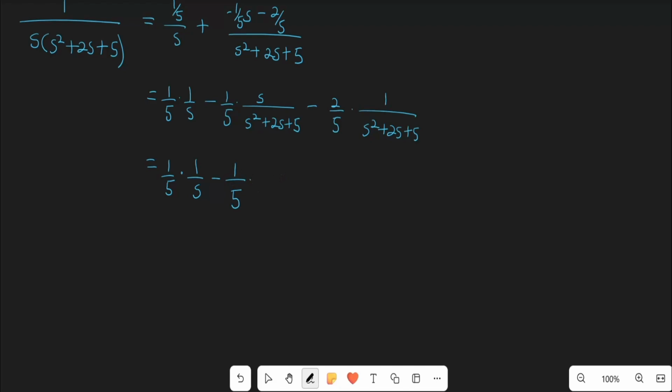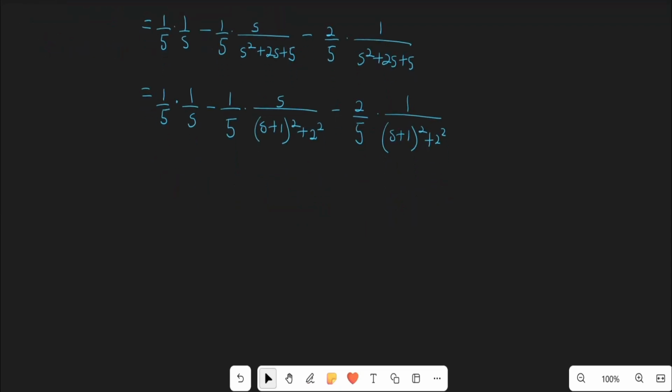Here, I am going to complete the square of the denominator. We already did that. That is going to be s plus 1 all squared plus 4, because this one is s squared plus 2s plus 1. We need 4 to add to 5. So plus 4, but 4 can be written as 2 squared. We already did that earlier on. That is going to be this, minus 2 over 5 times 1 all over s plus 1 all squared plus 2 squared. Cool. So this is what we have.